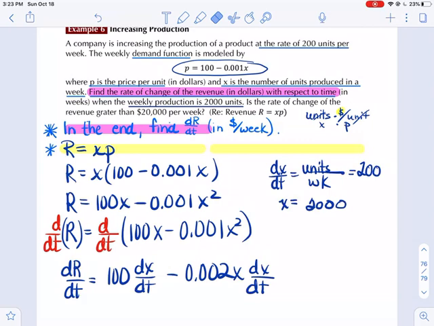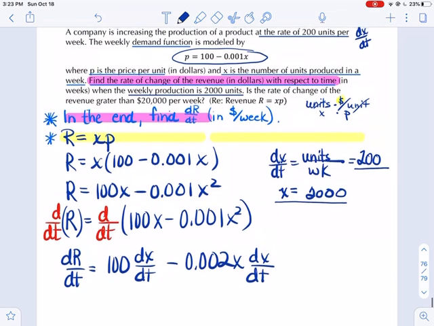A company is increasing the production of a product at a rate of 200 units per week. So here's a rate. This is going to be our dx/dt, where p is the price per unit in dollars and x is the number of units produced in a week. Find the rate of change of the revenue in dollars with respect to time in weeks when the weekly production is 2,000 units. So sorry about that with the 200 and the 2,000s. I got that mixed up, but here we go. Kind of doing this cold, but I think we got it.